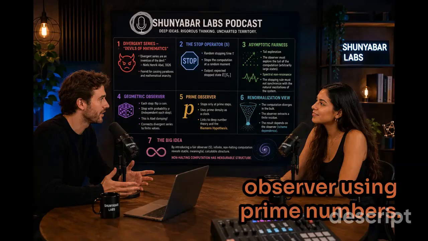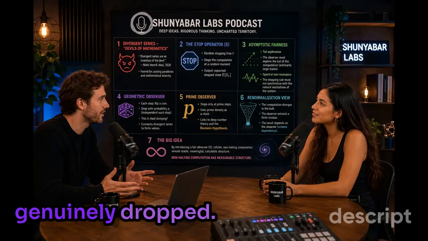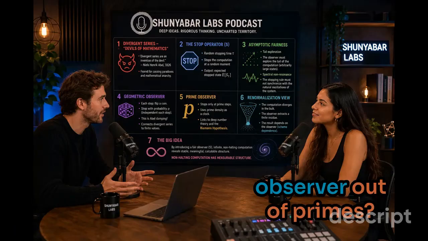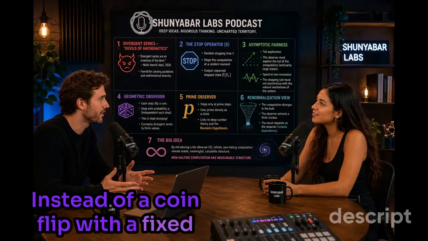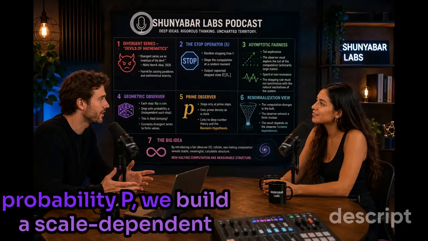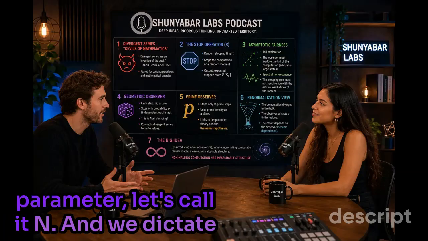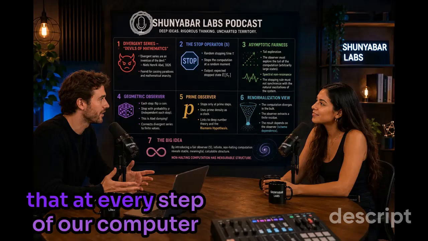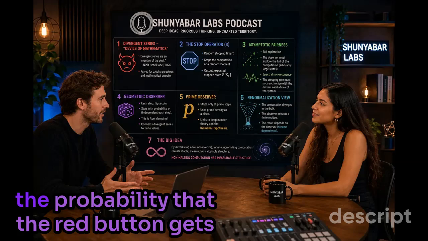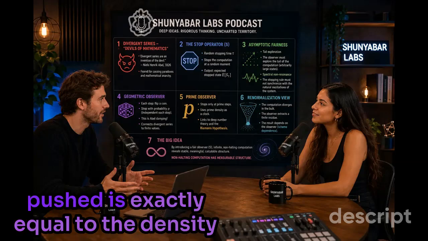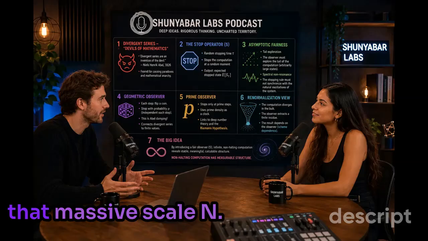The authors construct an observer using prime numbers. When I first read this heading, my jaw genuinely dropped. Same. How do you construct an observer out of primes? It's a phenomenal conceptual leap. Instead of a coin flip with a fixed probability p, we build a scale-dependent observer. We choose a massively large-scale parameter, let's call it n, and we dictate that at every step of our computer program, the hazard rate of stopping, the probability that the red button gets pushed, is exactly equal to the density of prime numbers in the universe, up to that massive scale n.